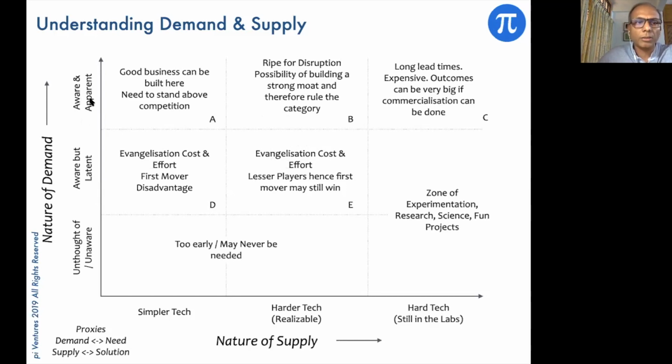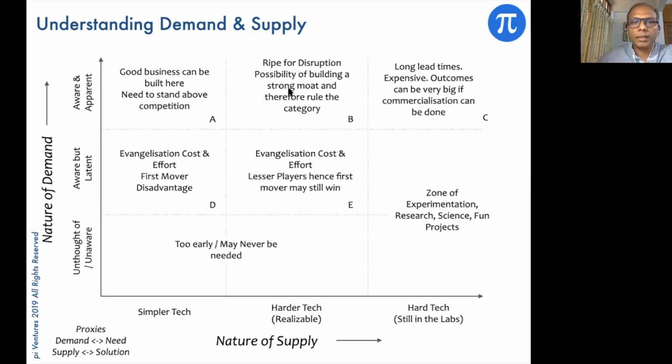And the first column, first row is actually slightly easier to understand, right? Aware and apparent business demand with a supply, which could be a simple tech, harder tech, or hard tech. So simple tech could be examples like Swiggy, Ola, etc. In aware and apparent and harder tech, any quick examples? Maybe I should ask you guys, what is a quick example in this sector?